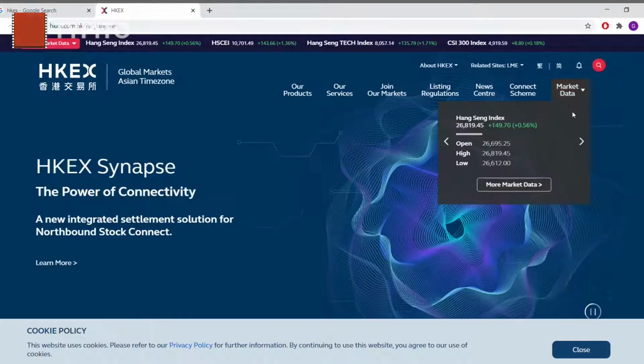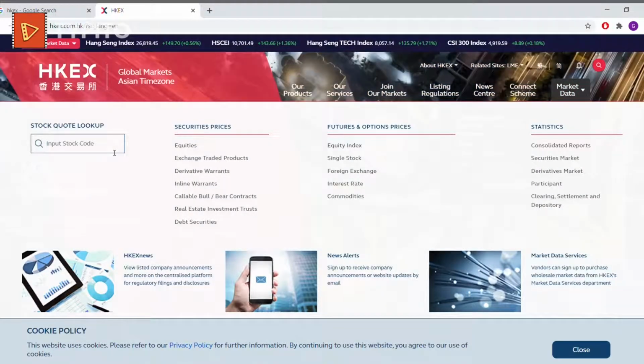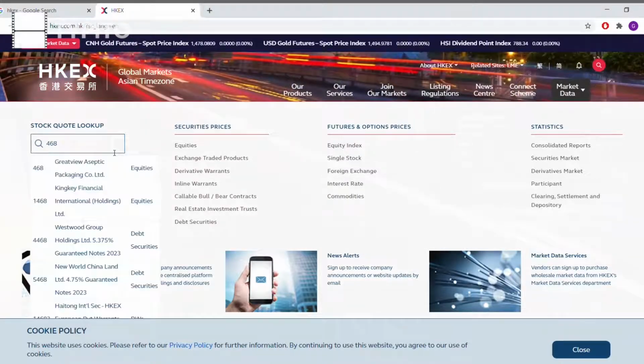So under market data, key in the stock code of the company that you are investing in. For example, I'm invested in this company called Greatview Aseptic, and the stock code is 468.